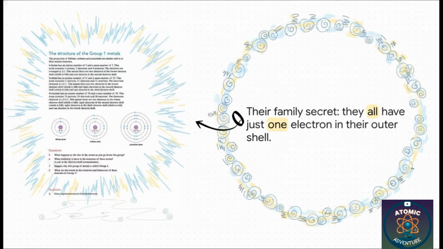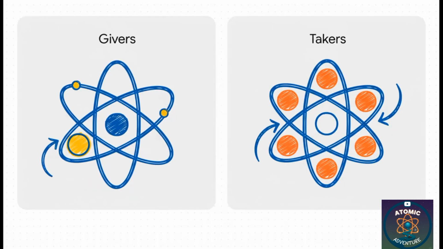So what is the secret? What's the family secret here? It all comes back to the electrons, specifically the ones in that outermost shell. And here it is. Lithium, sodium, potassium, all of them have exactly one electron in their outer shell. Just one. That single lonely electron defines their whole personality. See, atoms have one main goal in life, to have a full outer shell. That's when they're stable and happy. So the elements in group 1 with that one lonely electron, they're givers. They are desperate to get rid of that one electron to become stable.